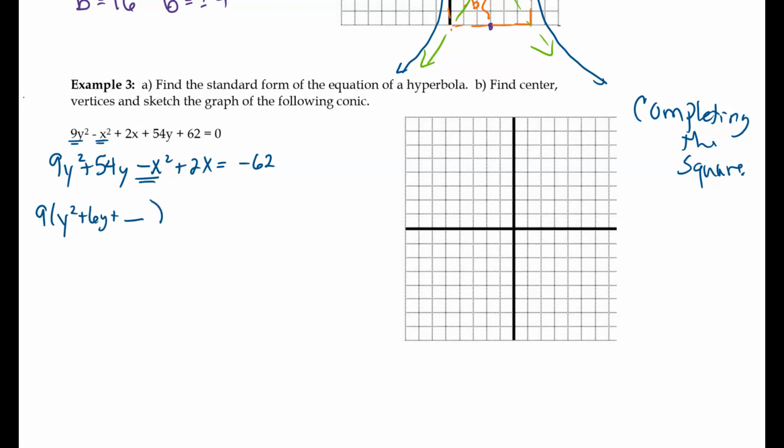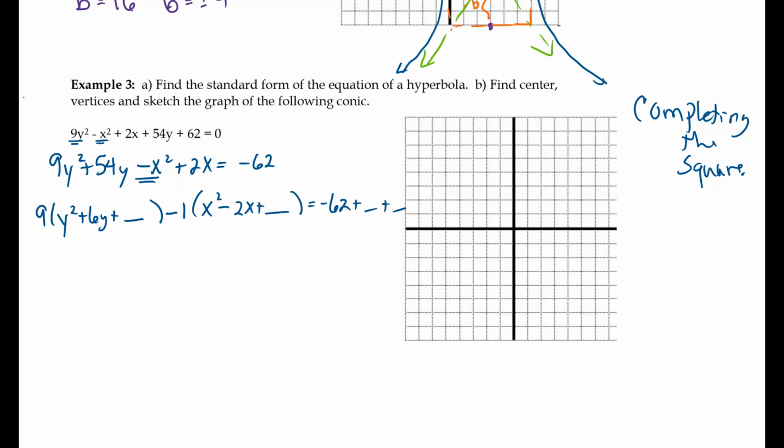Now here, this time I have a negative 1 in front. And that means I have to factor that out. So we're going to go minus 1 times the quantity x squared minus 2x, we're going to go plus blank equals a negative 62 plus blank when we're working with it.